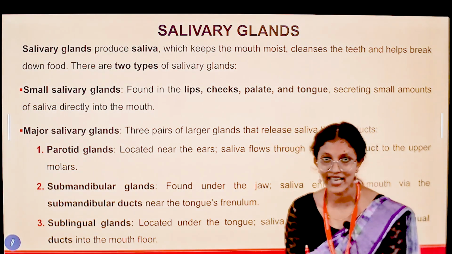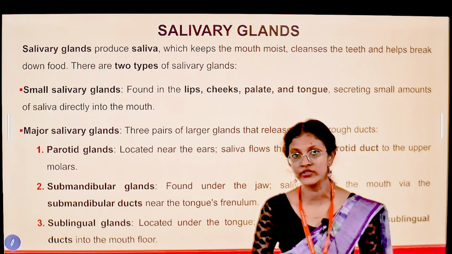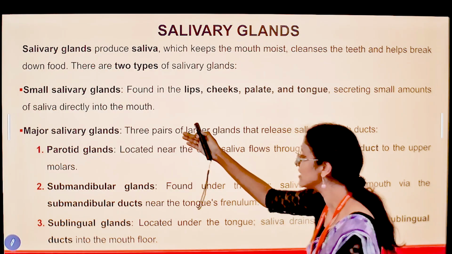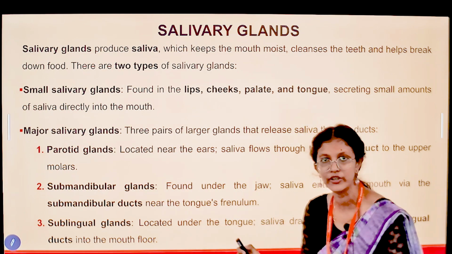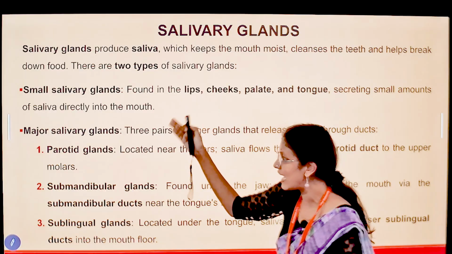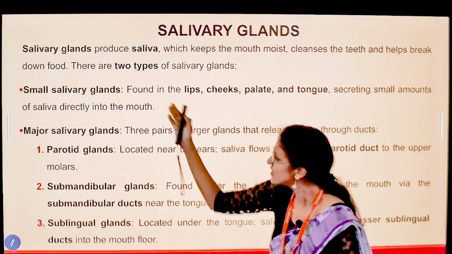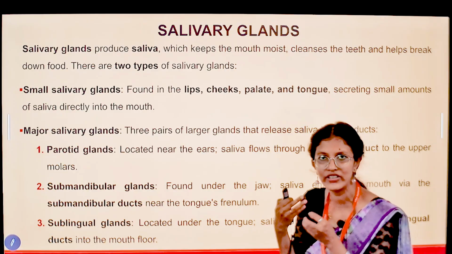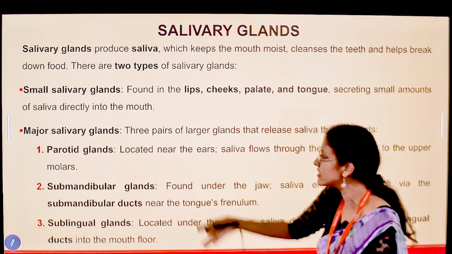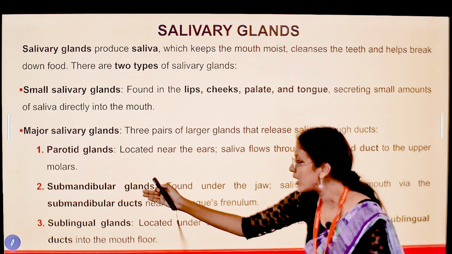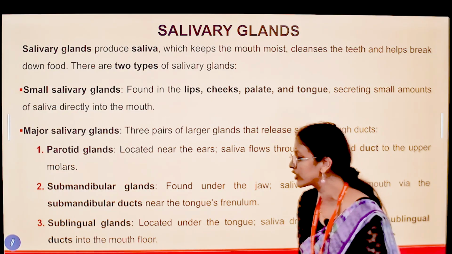So let's start with the salivary glands. There are three types of salivary glands: the first one is the parotid glands, then the submandibular and the sublingual. There are two categories of salivary glands: small salivary glands and big salivary glands. The small ones are minute, secreting saliva very lightly. In the case of major salivary glands, there are the parotid gland, submandibular glands and the sublingual glands.